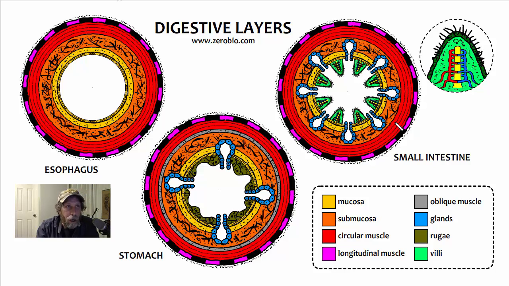So those are the major layers of all three of these organs, and I hope that you can see the similarities between all three of them in terms of having a mucosa, submucosa, circular and longitudinal muscle, oblique in the stomach, admittedly just there. Glands between the two of them, rugae in the stomach, villi in the small intestine. Similarities and differences. All right?